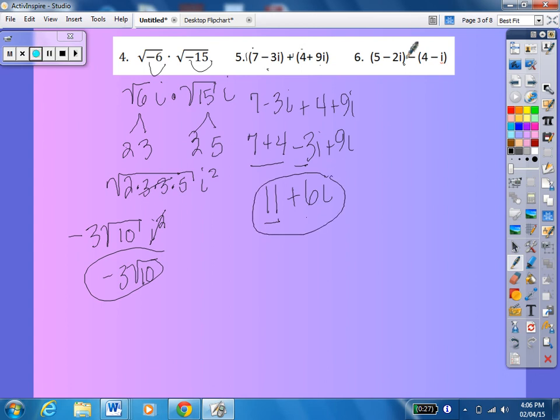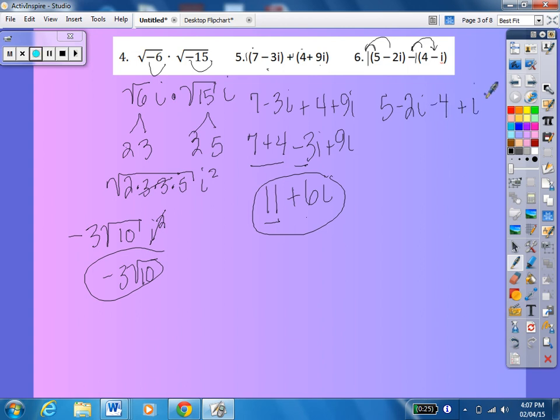Same process over here, except that this time you're subtracting. So you're doing 5 minus 4, and then you're doing negative 2i minus negative i. So what makes this easier is to just go ahead and distribute this 1 and this negative 1. So you get 5 minus 2i, and then negative 1 times 4 is negative 4. Negative 1 times negative i is positive 1i.